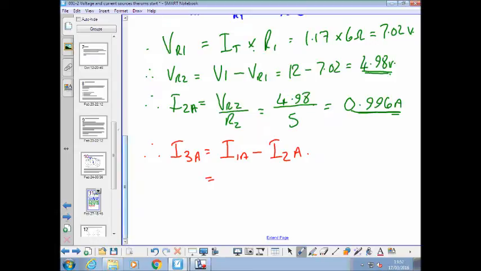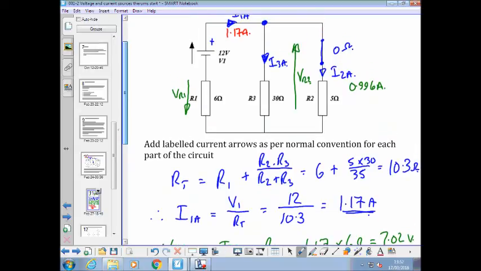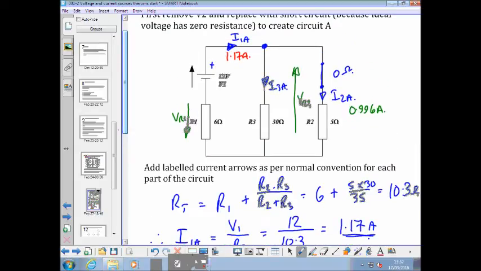That is the 1.17 minus the 0.996 equals 0.174 amps. So here we've got 0.174 amps. All right? So we've done circuit A, the version with just V1 in it.